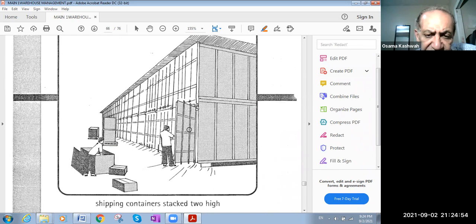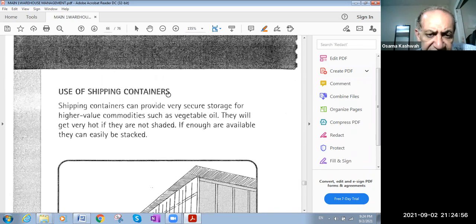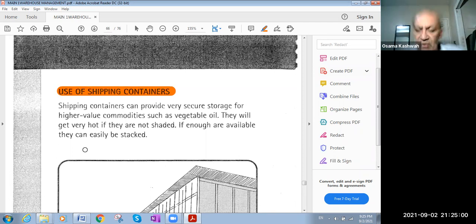Also, we have the use of shipping containers. So we can talk about the shipping containers. How about the shipping containers and how they work?